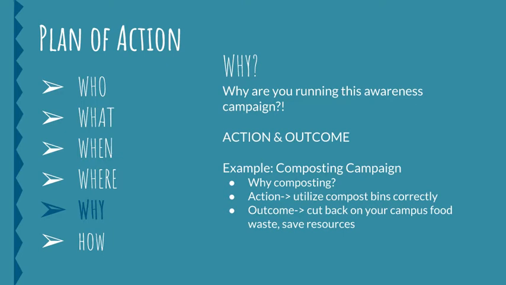And how about why? Why are you running this awareness campaign? This has to do, again, with your action and your outcome. For example, again, if you're running a composting campaign, why are you running this campaign? Well, your action might be for people to utilize compost bins more correctly. And the outcome will be to cut back on your campus food waste and save resources. So always laying out your campaign action and the outcome will really help you to spread that key message and get people to take action from your campaign.